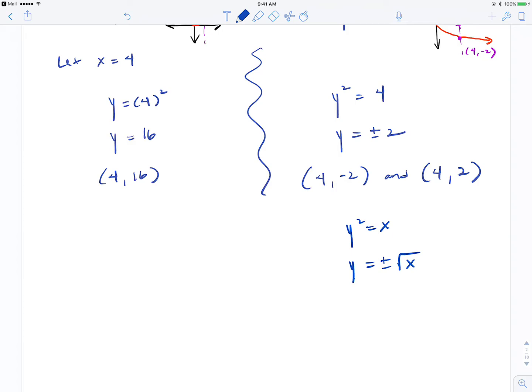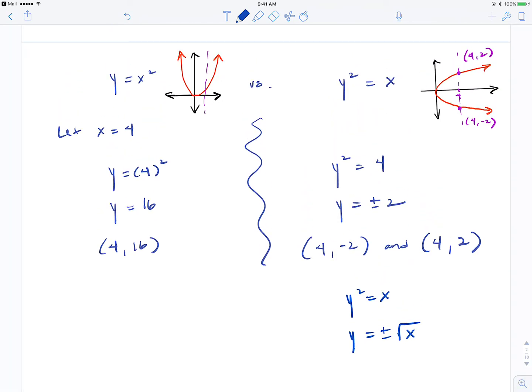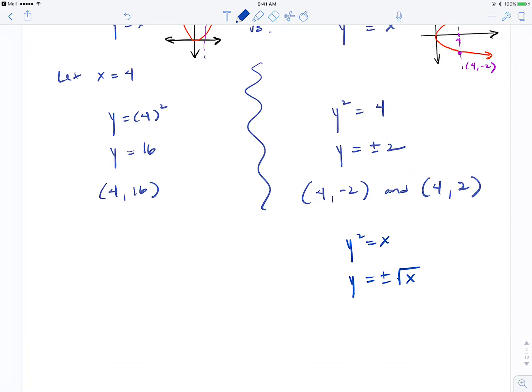So if you were to try and graph y squared equals x in your graphing calculator, you know how there's the y equals button? You have y sub 1, y sub 2, y sub 3, so you can graph different equations. To graph y squared equals x, we would have to put in equations on two lines. So y sub 1 would be equal to the square root of x, and then y sub 2 would be equal to the negative square root of x.